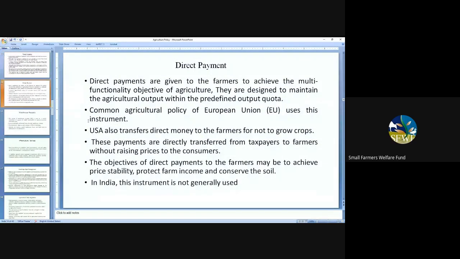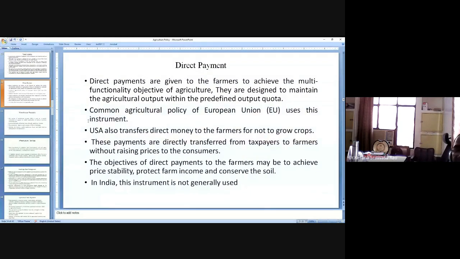Yes, the direct payment. Nowadays, the government has started direct payments. Earlier, these direct payments were given to the farmers to achieve the multifunctionality objective of agriculture. They are designed to maintain the agricultural output within the predefined output quota. The common agriculture policy of the European Union and USA also transfers direct money to the farmers for not growing crops.